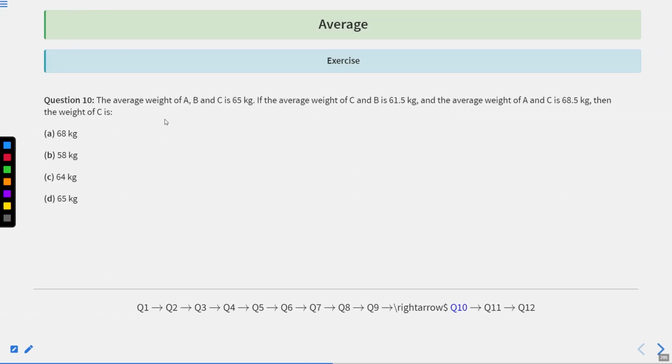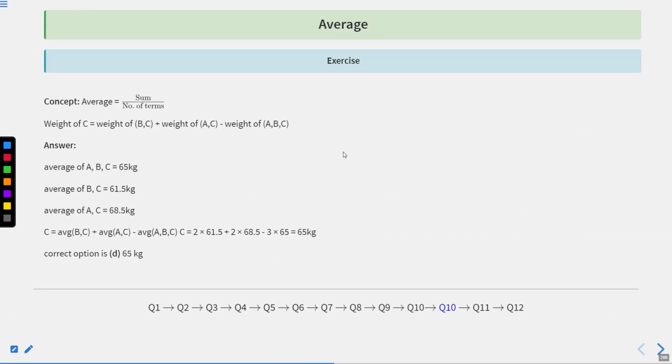Moving on to problem number 10. The average weight of A, B, and C is 65. If the average weight of C and B is 61.5 and the average weight of A and C is 68.5, then what is the weight of C? So the averages of A, B, C, CB, and AC are given to us, and we are interested in finding the weight of C.